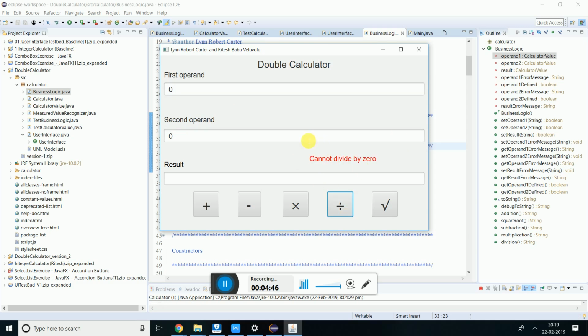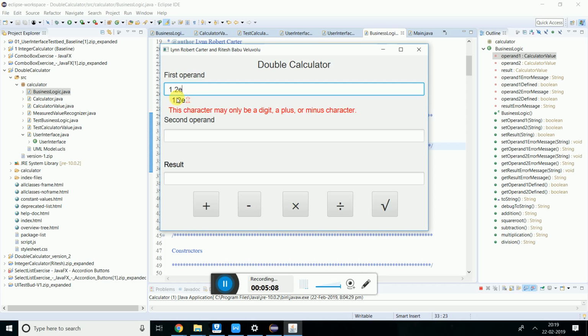And here I have handled that exception case in the division logic. And similarly, there are also error messages which are implemented over here with the help of a finite state machine. Let me give you a small example. Here, if I type E over here, it displays a message saying that the next character may only be a digit, a plus or a minus character.